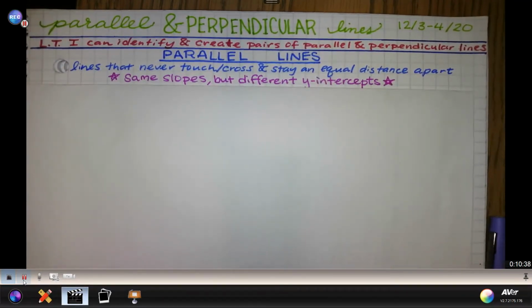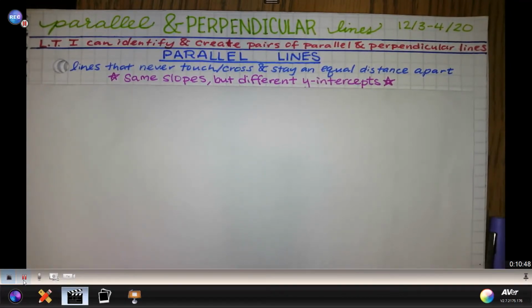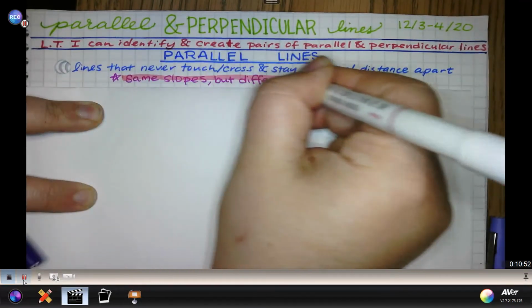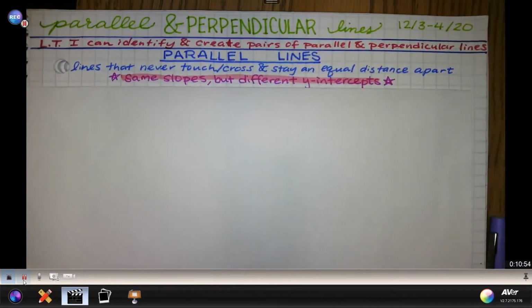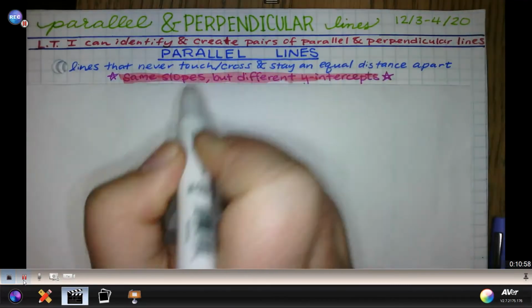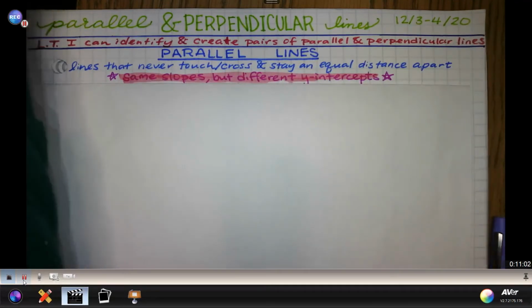Now, it's related to slope, and in fact, if you don't have a highlighter, I would get out a highlighter and highlight this because they have the same slope but different y-intercepts. They can't have the same slope and the same y-intercept because then they'd be the exact same line. They wouldn't be parallel, they'd be identical, right? So they're the same slope but different y-intercepts, okay?